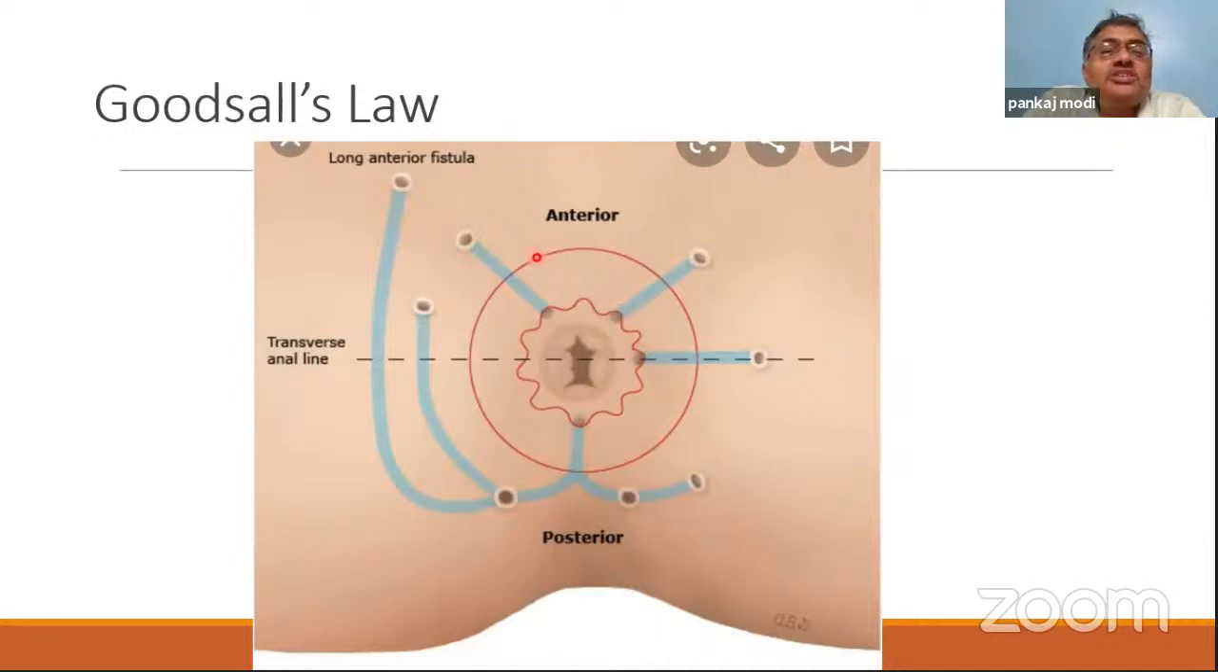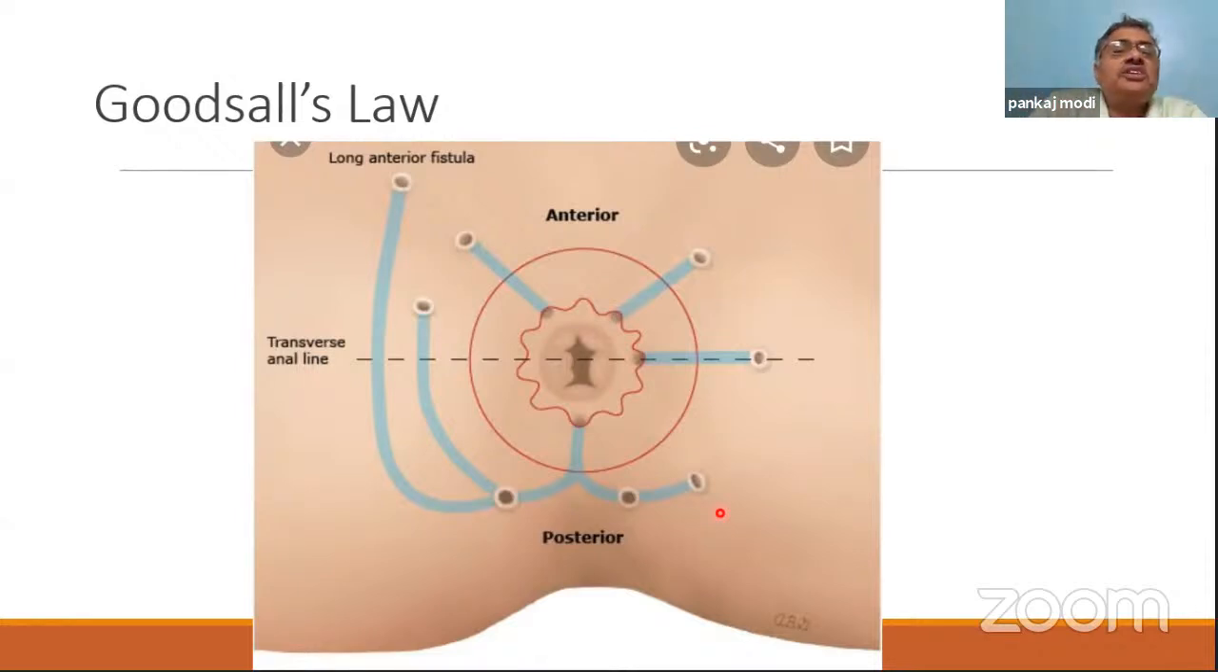Why was this law invented? To judge the site of the internal opening. No, there is only one answer, beta: to harass the residents. I'm not joking. It has no value. Understand this point: nowadays, it does not hold. The reason is very simple, as I have already said, the patient presents after antibiotics, various treatments, resurgery, this, that. So Goodsall's law has no value.